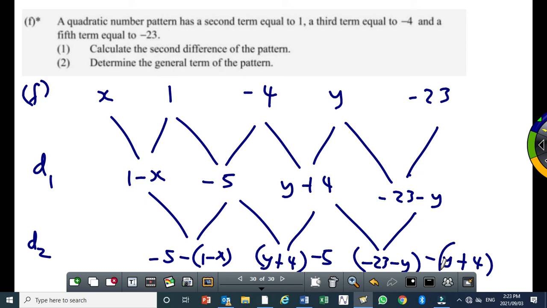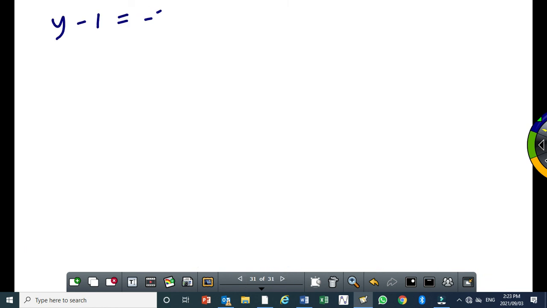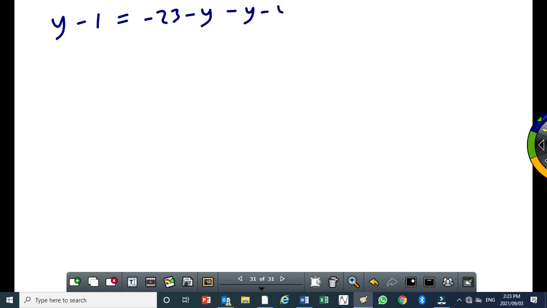We're not supposed to be thinking about water, we're supposed to be thinking about this. So this will be y minus 1 equal to, this I've simplified here, y plus 4 minus 5 gives me y minus 1. Then here it will be minus 23y minus y plus 4. So this will be minus 23y minus y, minus y minus 4, like that. So you get y minus 1 equal to minus 27 minus 2y.